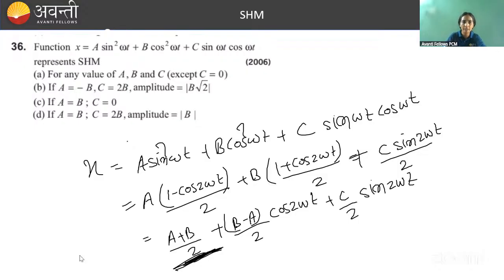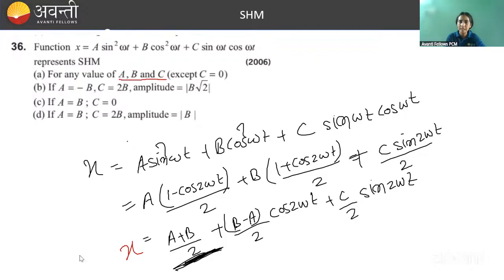Whenever you get x equal to something and there is a constant term which is not changing with time, it won't contribute to the amplitude. ठीक है? Now let's go to the option A for any value of A, B, and C. This represents SHM for any value of A, B, and C.